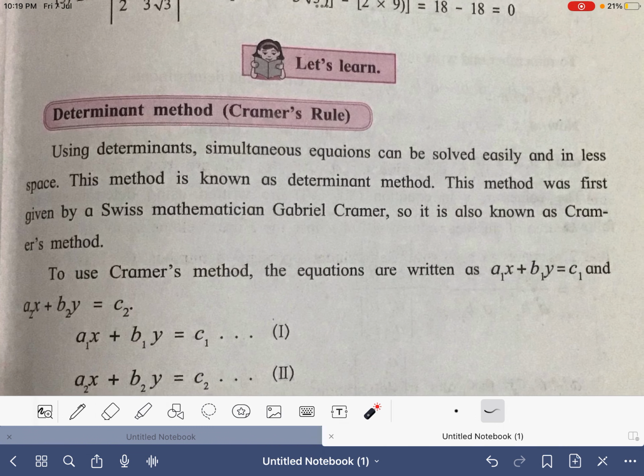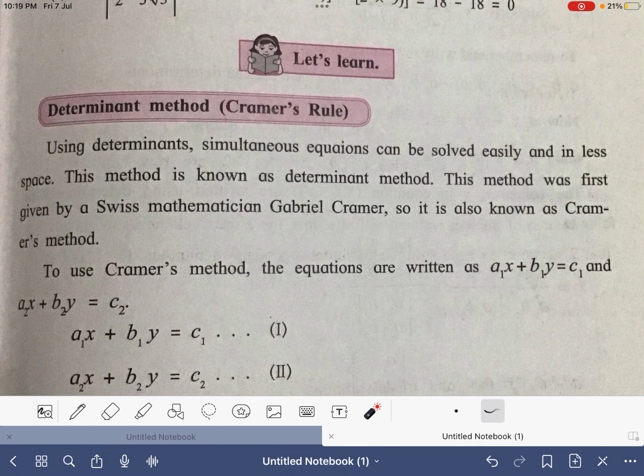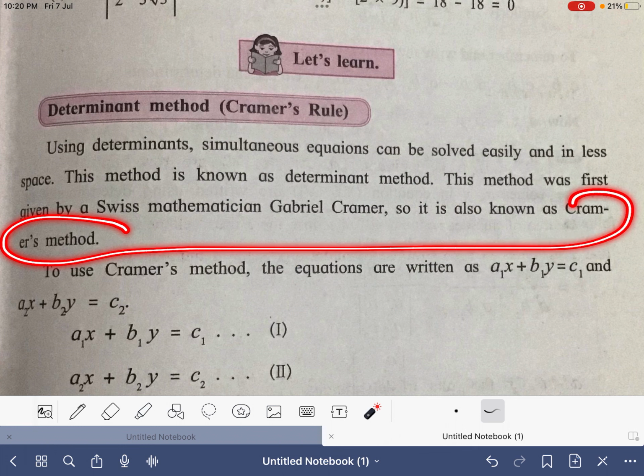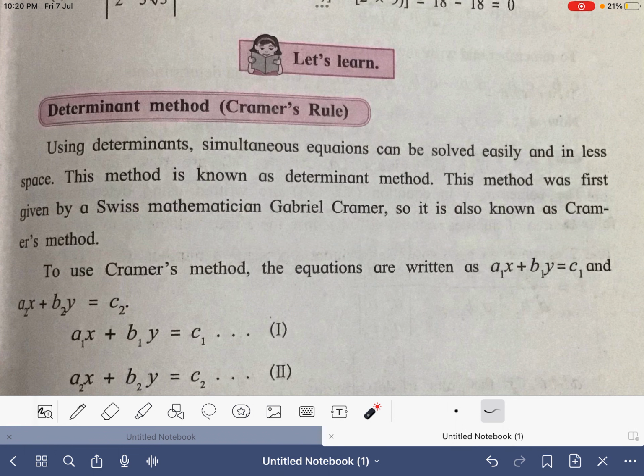So this is one of the best examples, or the best method, to solve simultaneous equations. It was invented by the Swiss mathematician Gabriel Cramer, who invented this formula and explained this method, and because of that this method is known as Cramer's method, or we call it Cramer's rule.